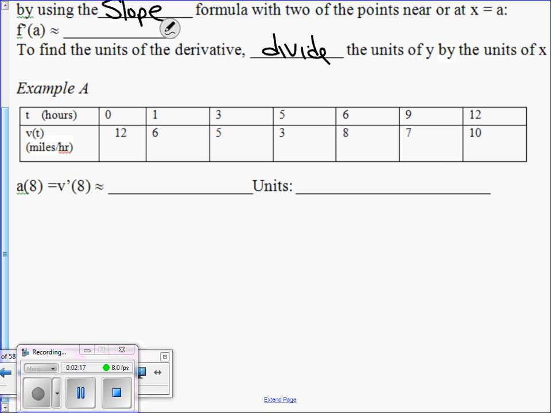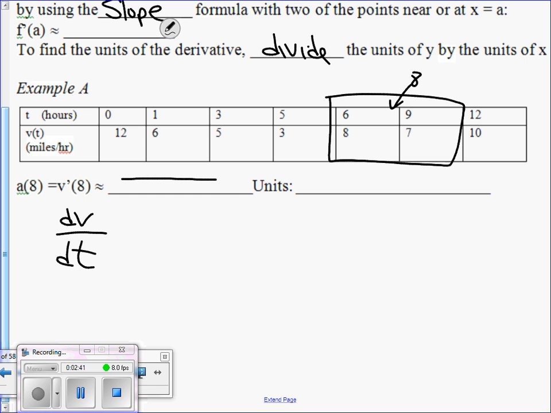What times? 6 and 9. Now, because 8's in there, you really have no choice. That's the best one. Okay? If it was 9, then you could have picked 6, 12, or 6, 9, 12. But it really is no. So now, we're approximating dv/dt. That's what acceleration is. We're approximating it with the change in velocity over the change in time.